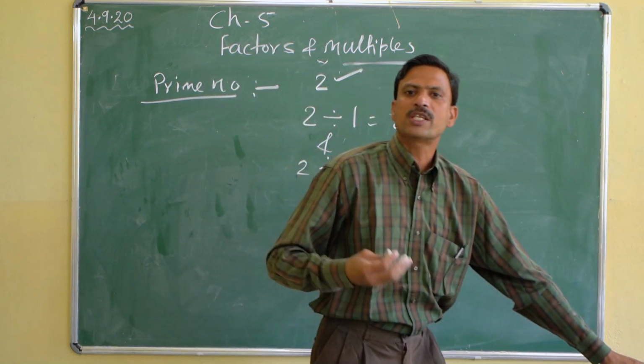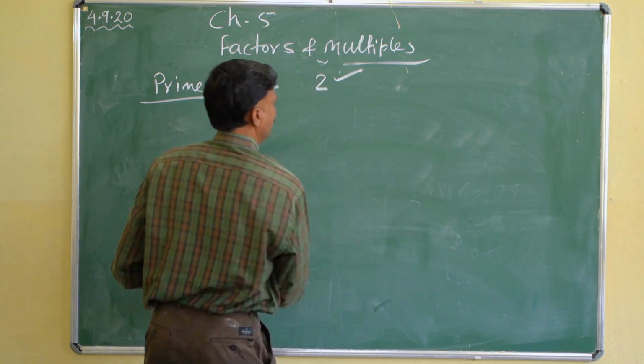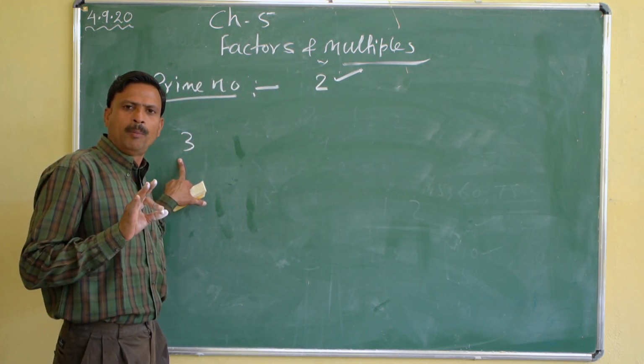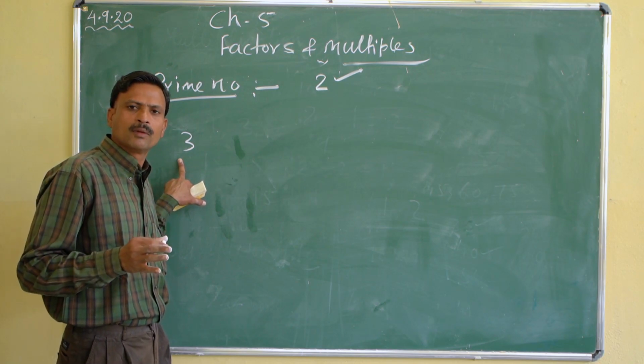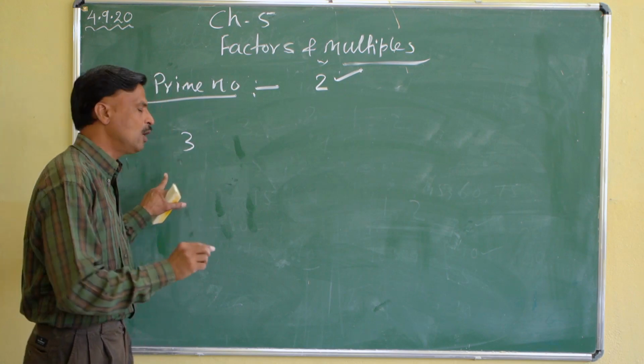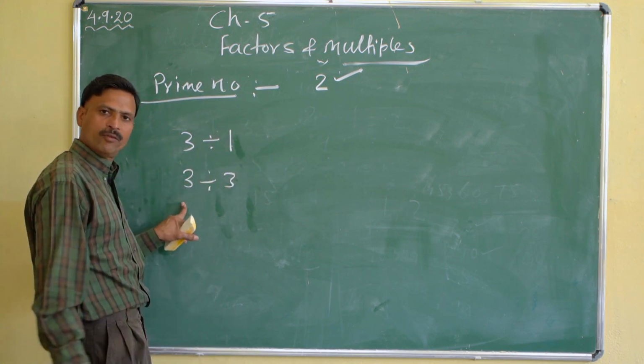After 2, which is the next prime number? You see 3. Is 3 divisible by any other number? No. 3 is not divisible by any other number. It is divisible by 1 and itself.